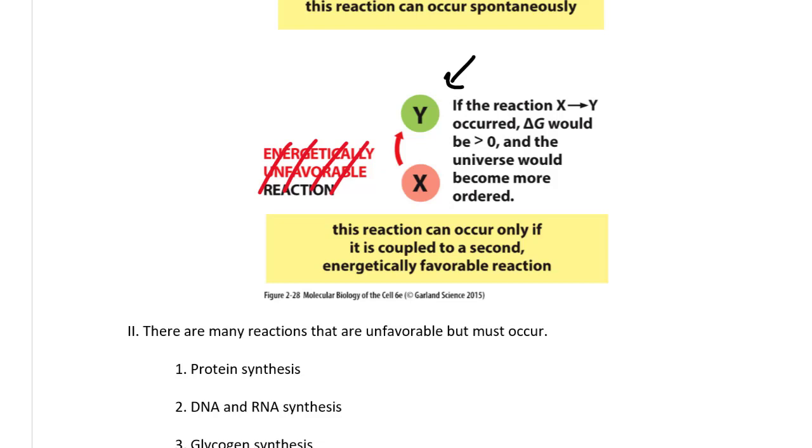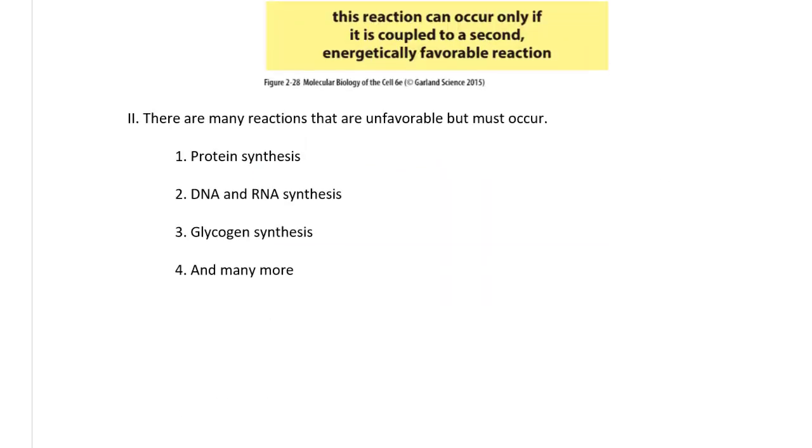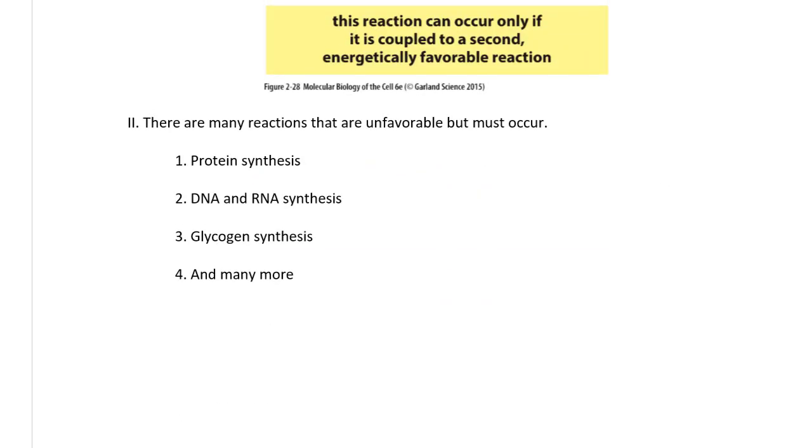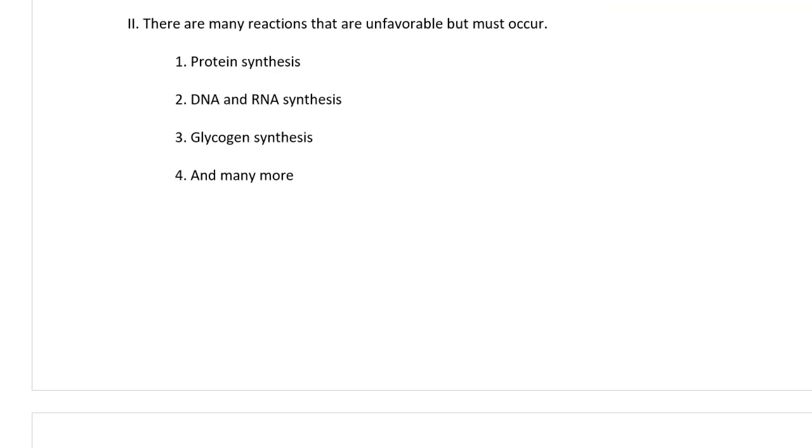And this is different from what we saw above with chaining reactions together. There are many reactions that are unfavorable but must occur: protein synthesis, DNA and RNA synthesis, glycogen synthesis, and many more. Basically, any condensation reaction, because all condensation reactions in the cell are unfavorable.